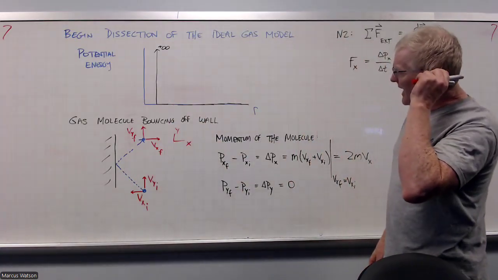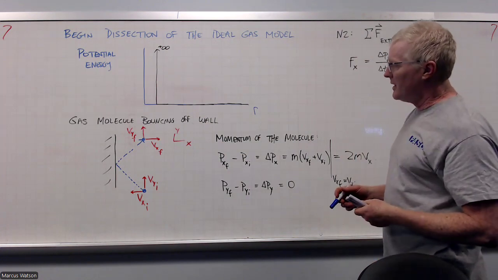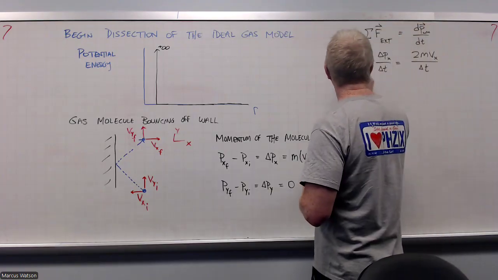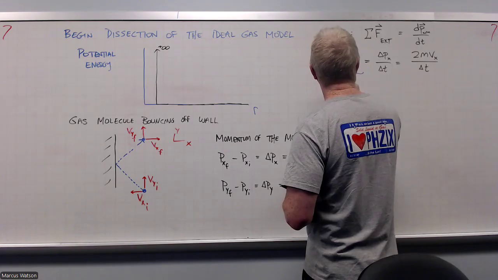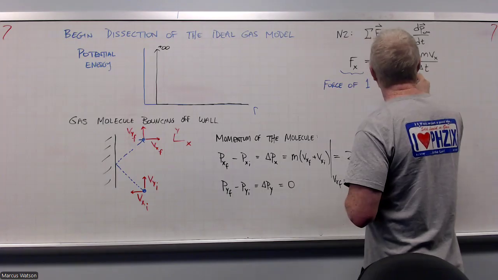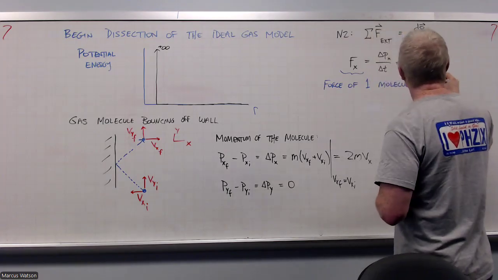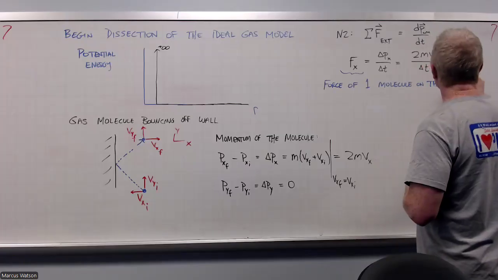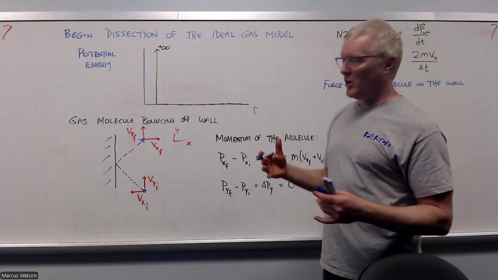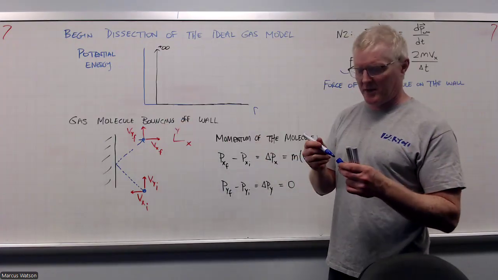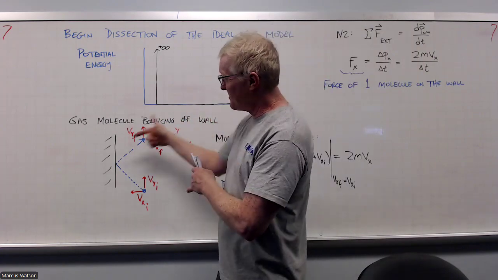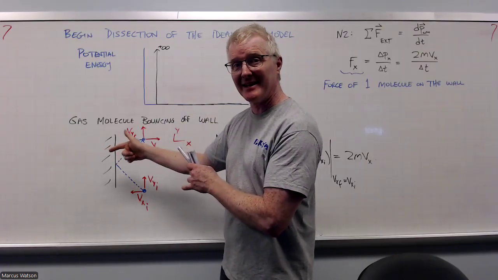So let's think about how many molecules are hitting the wall. This is just the force of one molecule on the wall, or vice versa, the force of the wall on one molecule. So what would it be for the ones that are hitting it all? There's more than just one in here. So what about all the other ones that have some momentum in that direction and would have hit?